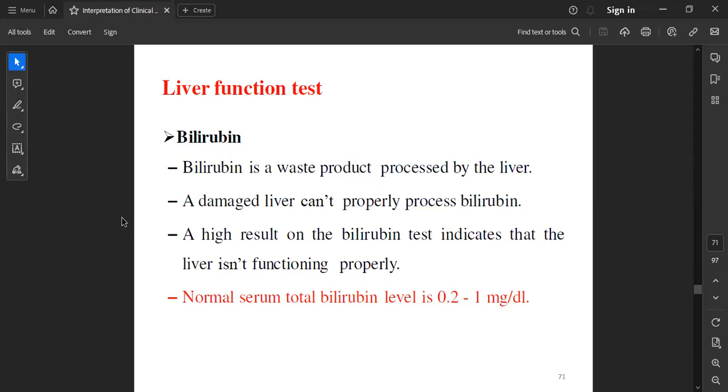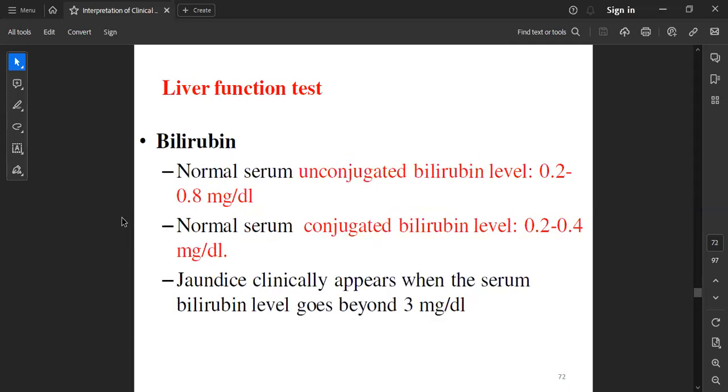Bilirubin is a waste product processed by the liver. We saw bilirubin is a product of red cell death. A damaged liver cannot process bilirubin as it's supposed to, so a high result on the bilirubin test indicates that the liver is not functioning well. The normal value is 0.2 to 1 milligram per deciliter of blood. Bilirubin is of two types, unconjugated and conjugated, and it is responsible for the development of jaundice, yellowing of the skin.